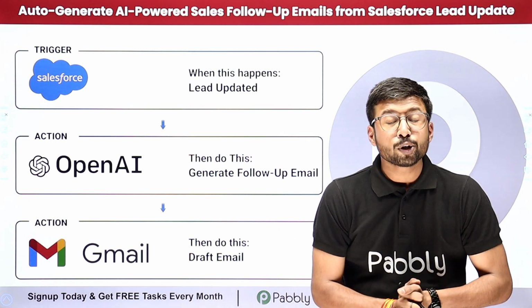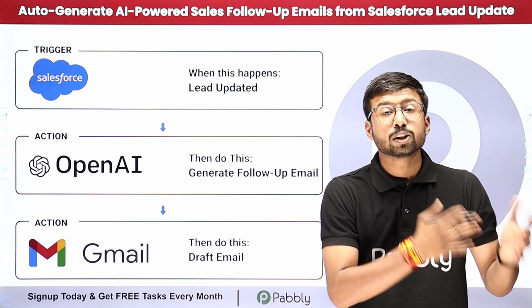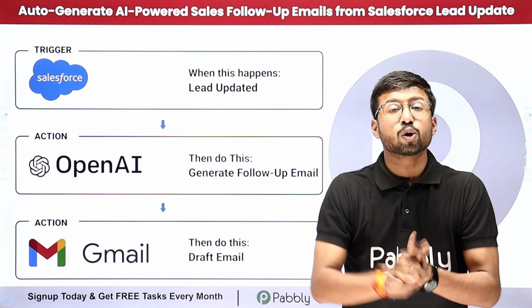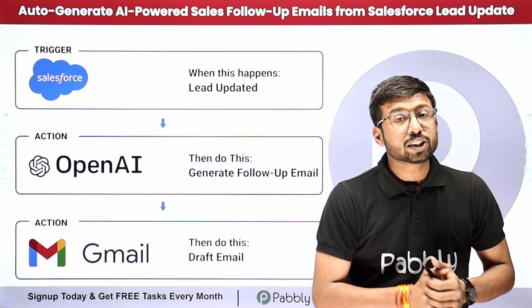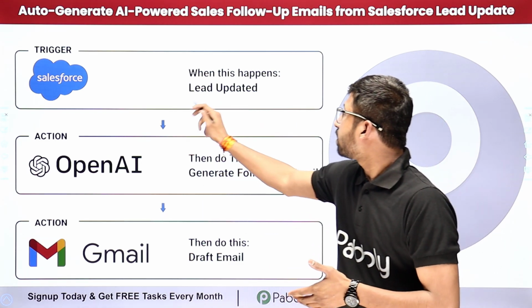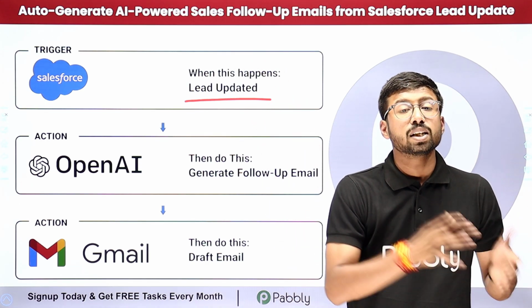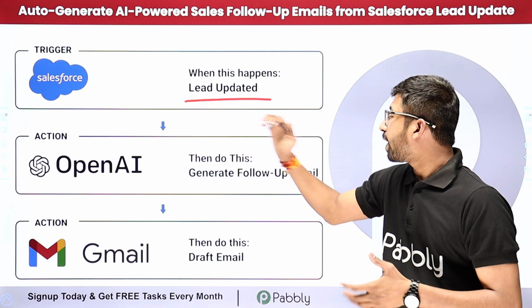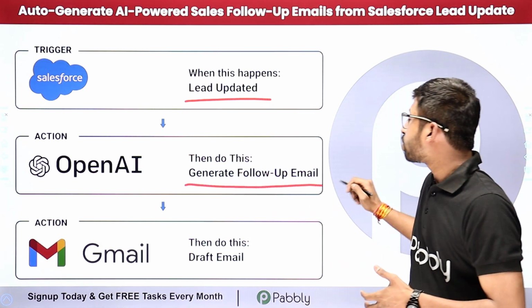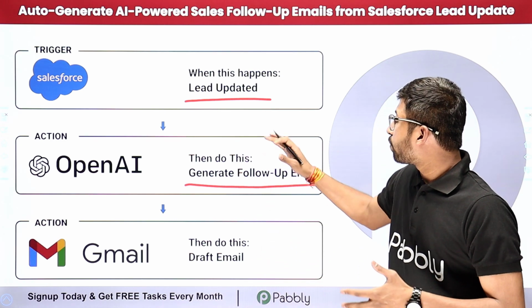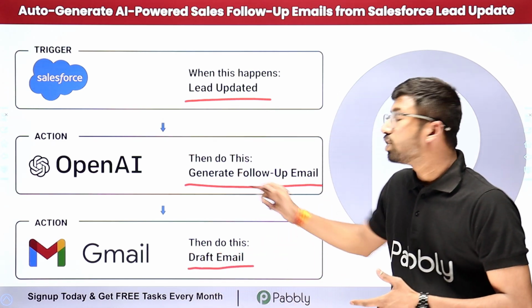So in this video, I'm going to show you how you can build an AI agent which will completely automate this process and generate the AI-based sales follow-up email as well. This AI agent will get triggered whenever a lead is updated in our Salesforce CRM. Then it will send the details of the updated lead to OpenAI, and using OpenAI, we are going to generate the follow-up email as well. And after generating the email, we are going to create a draft of the same email in our Gmail account.